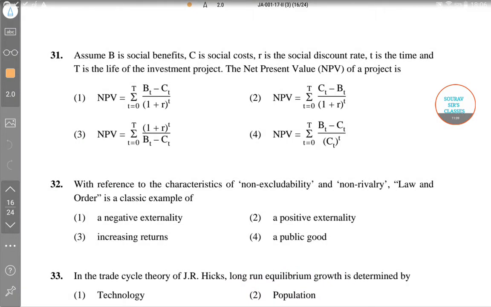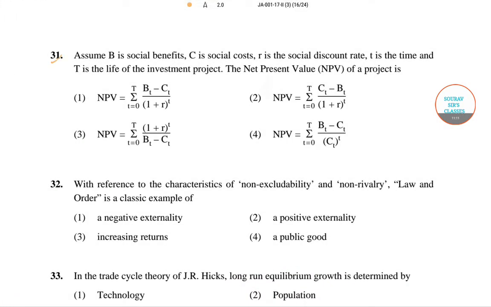I'll start with question number 31. It was given: assume B is the social benefit, C is the social cost, R is the social discount rate, and T is the life of the investment project. The net present value of a project is given by one of these options. You have to find the right answer. I'll give you a couple of seconds to figure it out.